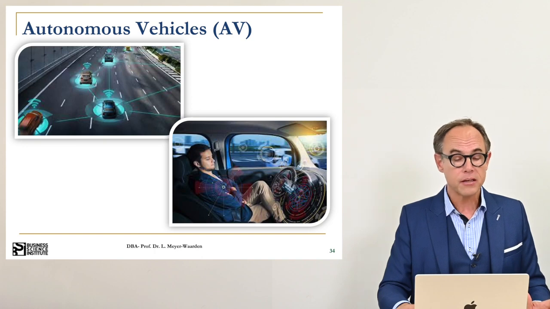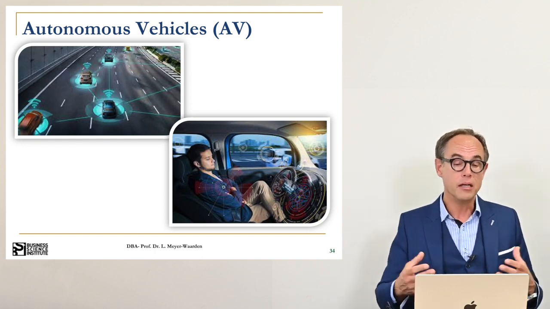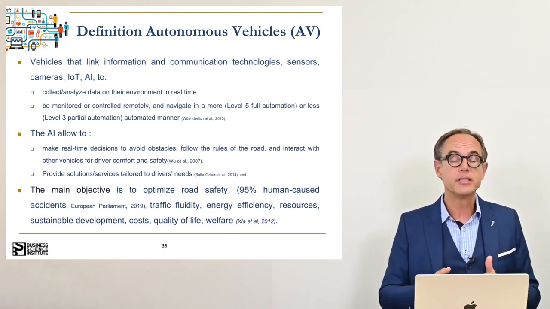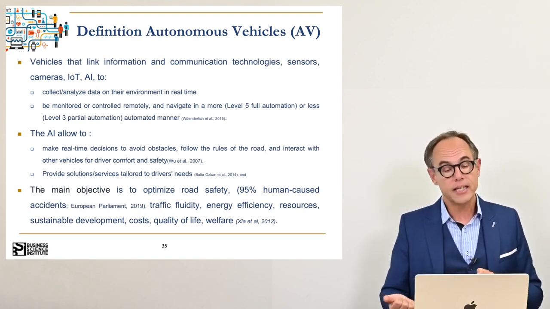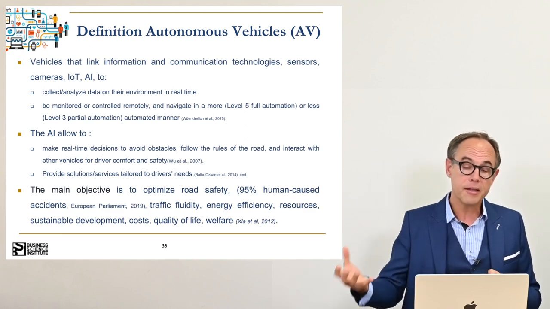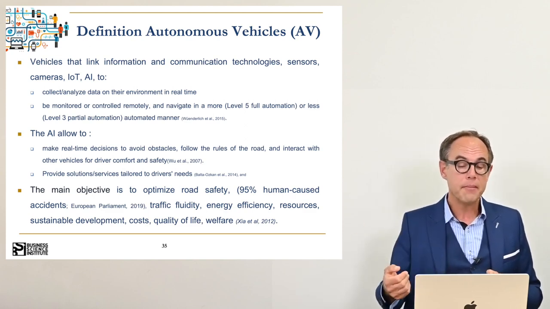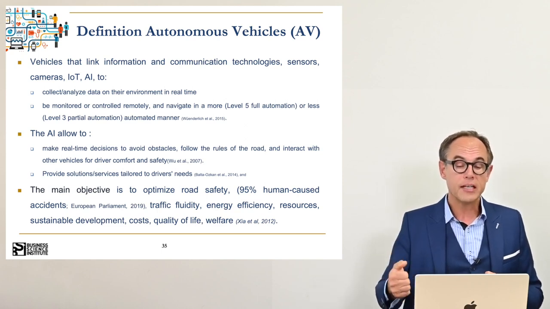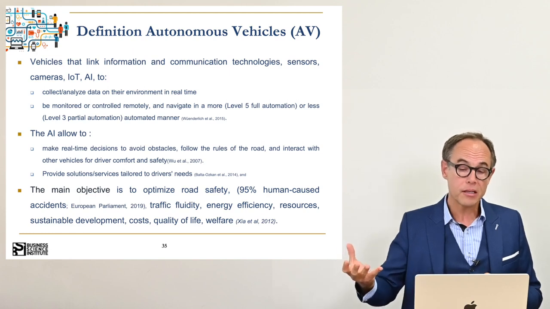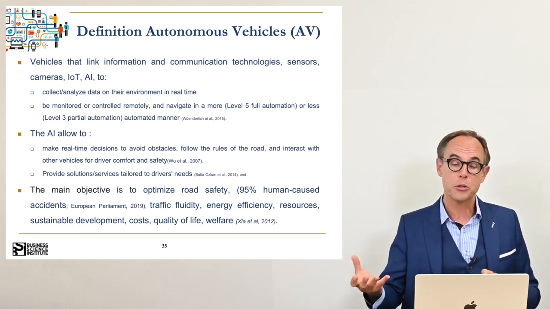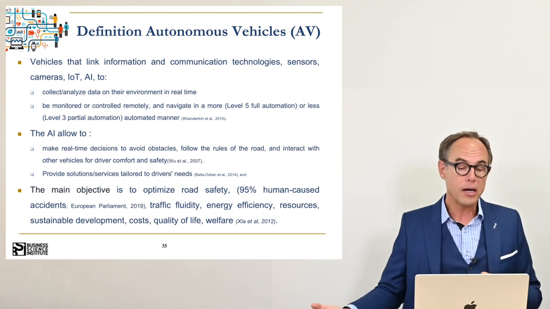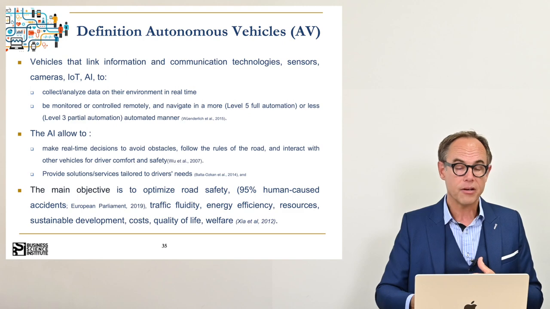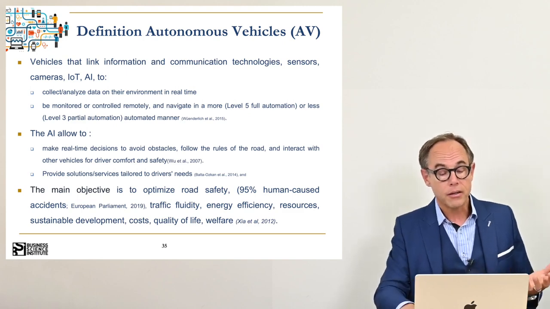For autonomous vehicles, the definition is that they link information and communication technologies, sensors, cameras, IoT, and AI in order to collect data like smart homes. That's why they are very similar in terms of concept. In real time, they can be monitored and controlled remotely in order to navigate at a higher level, the highest being level 5, full automation, where everything is automatized, or lower levels of automation, to drive the car in a less or more automatized manner. Here is the typology.